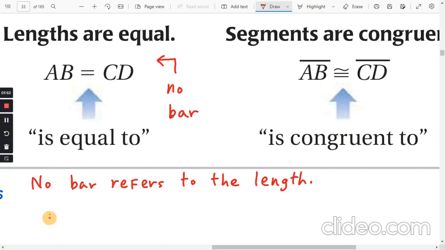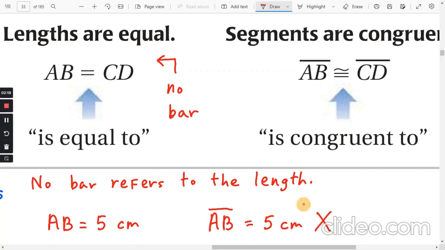So if, let's say AB was 5 centimeters, you can write AB with no bar on top. But technically speaking, it doesn't make sense to write AB with a bar on top and associate a number with that. So technically speaking, that is incorrect. Okay, this one is correct, but when you put the bar on top, you can't really put a length to it. So with the bar, it's congruent. With no bar, you say equals.